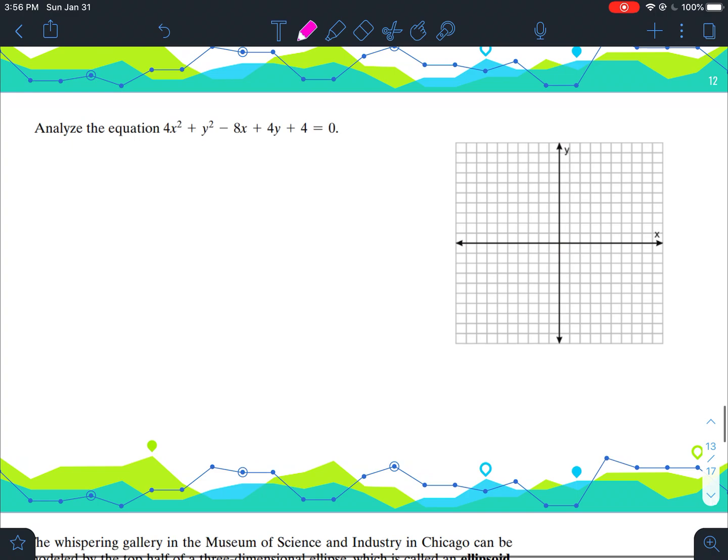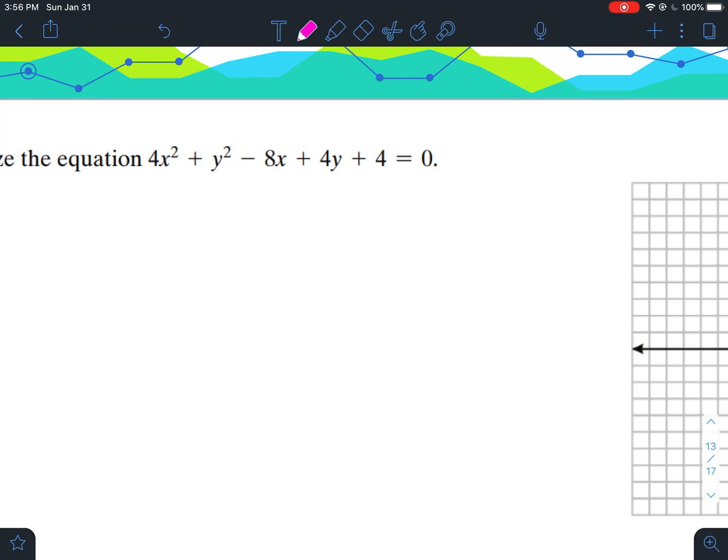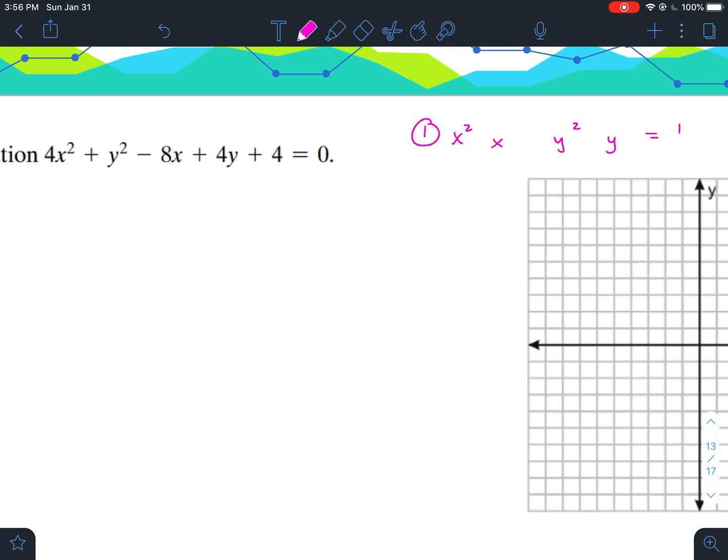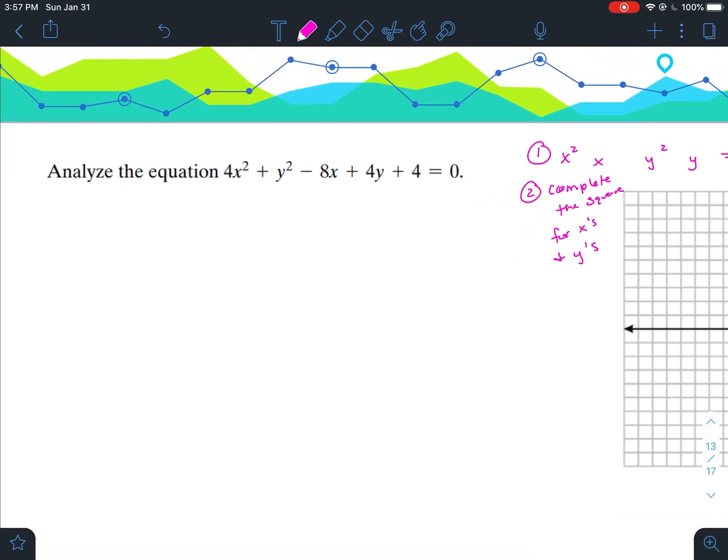All right. What if the ellipse is in standard form? It's not in center form. So if I want to change this, your steps are, first, you're going to rewrite it to get your x squared and your x, your y squared and your y, to equal the number. And then step 2 is you're going to complete the square for the x's and the y's. So get it in the proper order: 4x squared minus 8x plus y squared plus 4y equals negative 4. So regroup the x squared and the x, the y squared and the y, and it's going to equal the number.